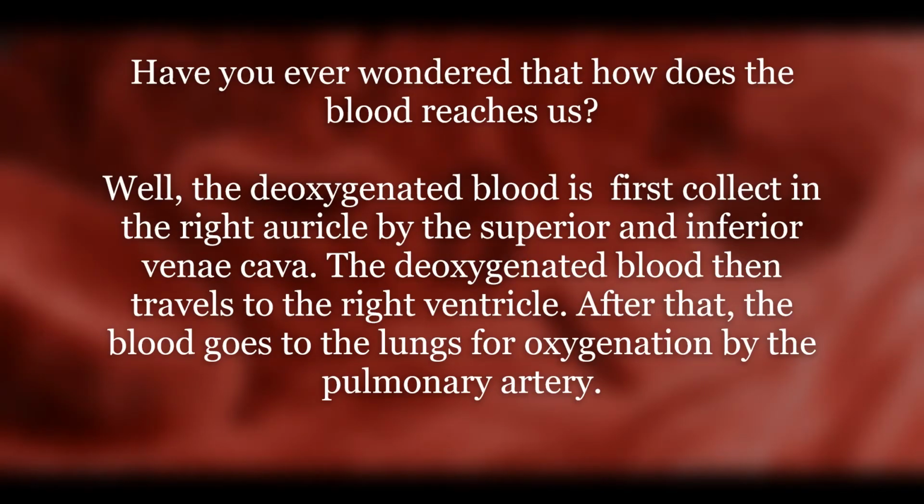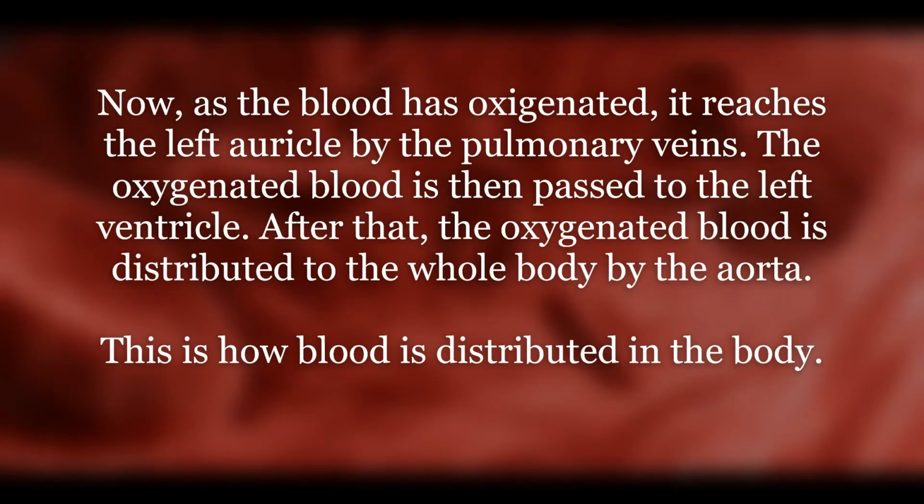Well, have you ever wondered how does the blood reach us? Here is the answer. The deoxygenated blood is first collected in the right auricle by the superior and the inferior vena cava. The deoxygenated blood then travels to the right ventricle. After that, the blood goes to the lungs for oxygenation by the pulmonary artery. Now, as the blood has been oxygenated, it reaches the left auricle by the pulmonary veins. The oxygenated blood is then passed to the left ventricle. After that, the oxygenated blood is distributed to the whole of the body by the aorta. This is how blood is distributed in the body.